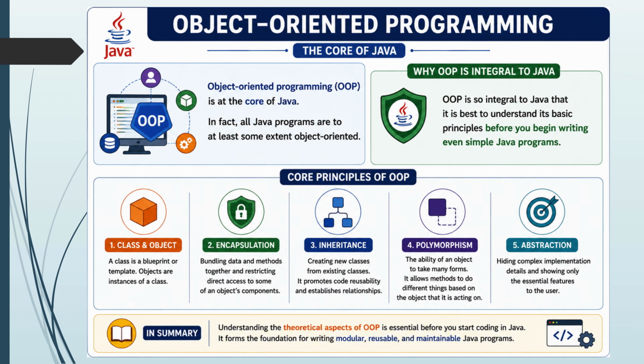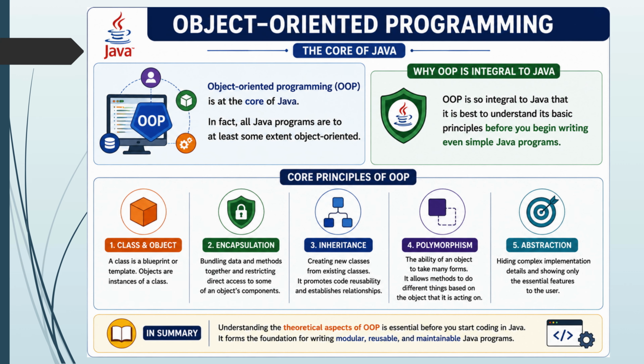Core principles of OOP. First is class and object. A logical entity, or a class, is a blueprint or template. Objects are instances of a class. Second is encapsulation, bundling data and methods together and restricting direct access to some of an object's components. Third is inheritance, creating new classes from existing classes. It promotes code reusability and establishes relationships. Fourth is polymorphism, the ability of an object to take many forms. It allows methods to do different things based on the object that it is acting on.